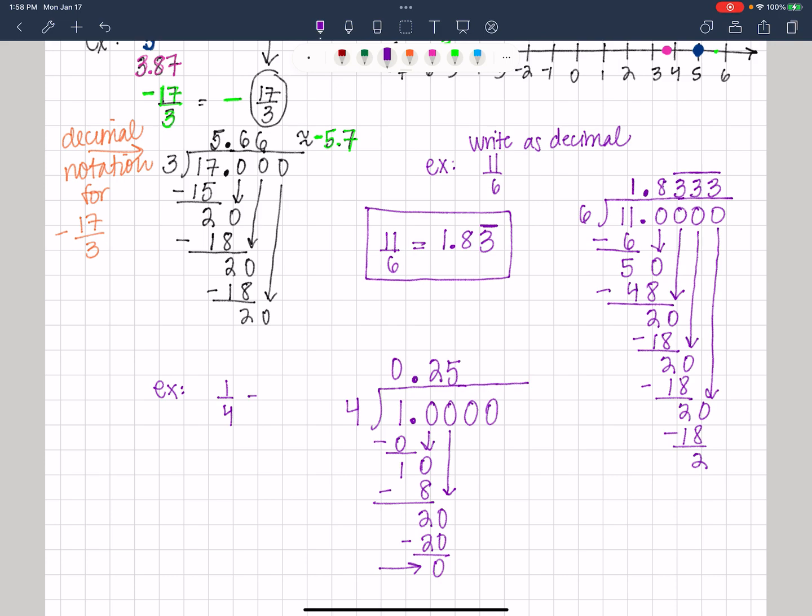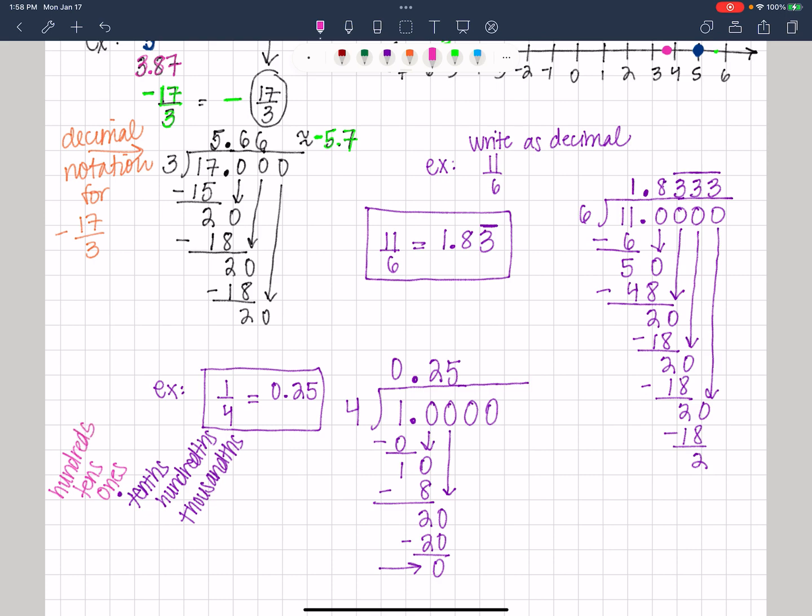So 1/4 is the same thing as 0.25, which is 25 hundredths. So you've got your tenths, and then you've got your hundredths, and you've got your thousandths. To the left of the decimal, you've got your ones, your tens, your hundreds, and I'm running out of room, so we'll just stop right there.